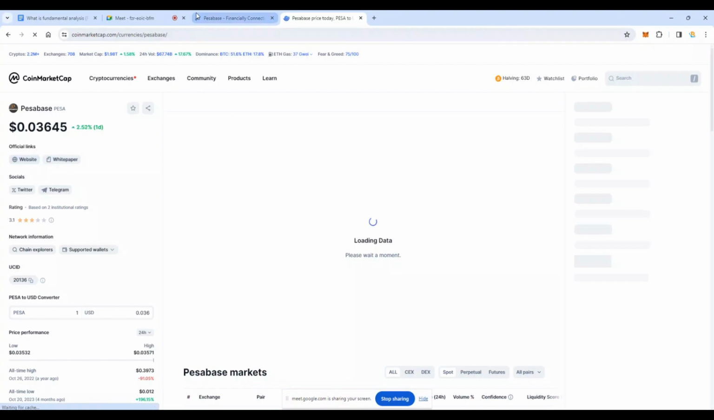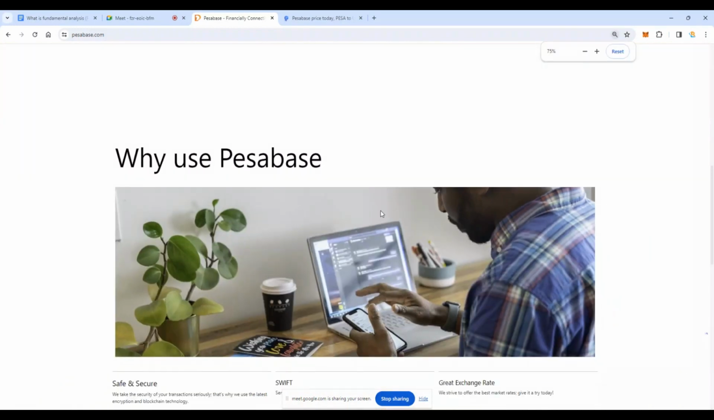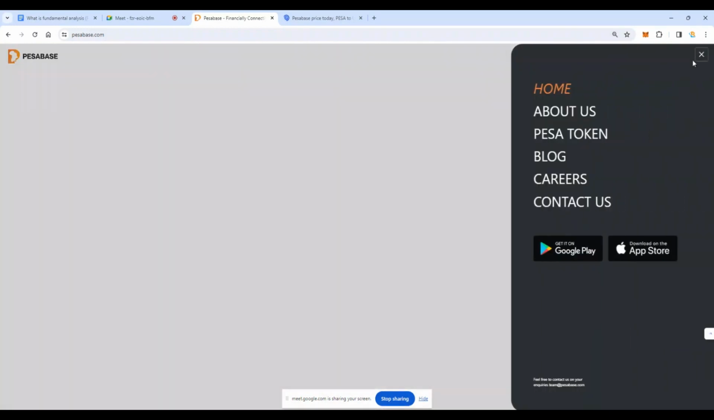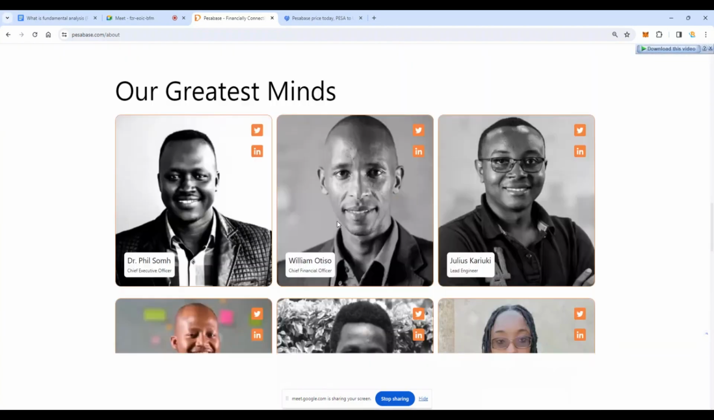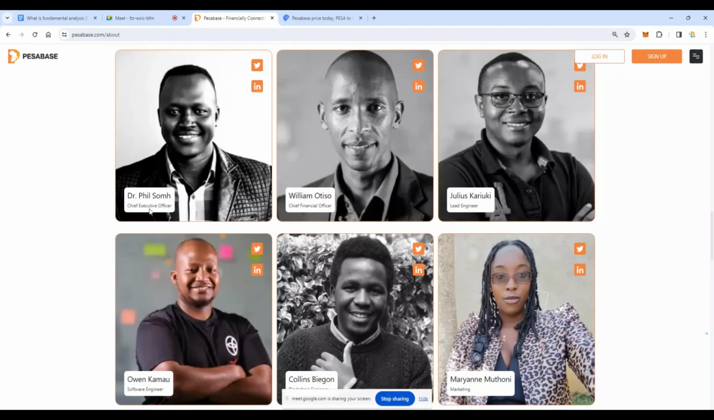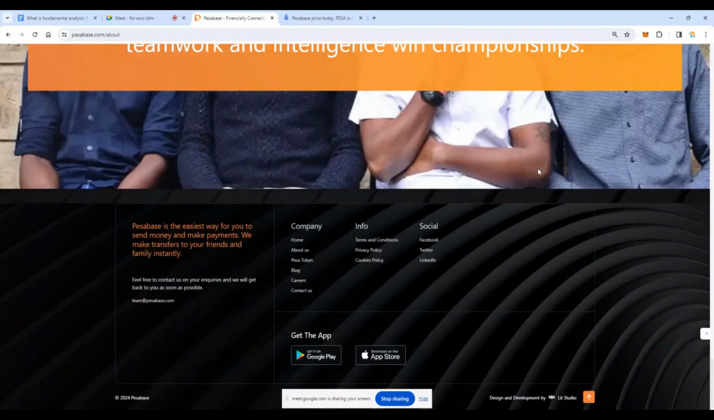When you click on the official link, it's just going to bring you to this page. Once you are on this page, you can go to the menu and look for the white paper, about us, and you can see the story here. We have these guys. These are the guys behind the project. Their mission is here. You can see other people who are involved. And you can read their profiles, who they are, what they've done before. Then there is the Pesa token. You can read more about the Pesa token. They even have an app, which is a good thing.